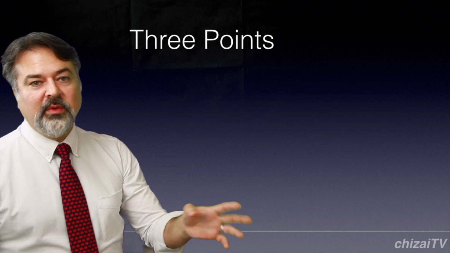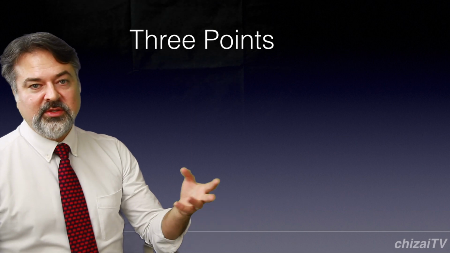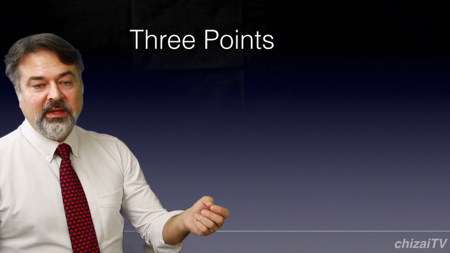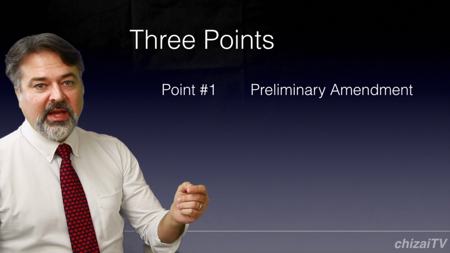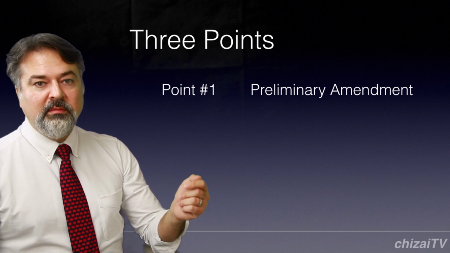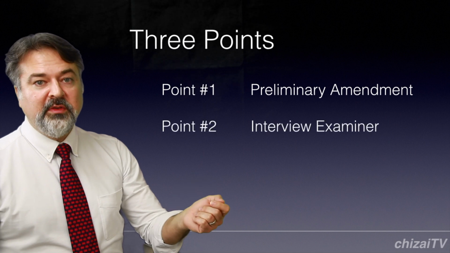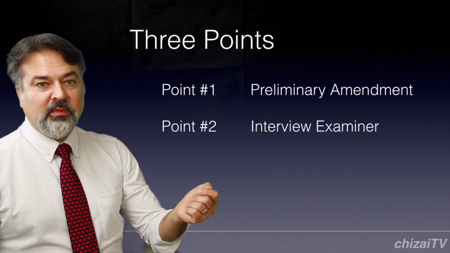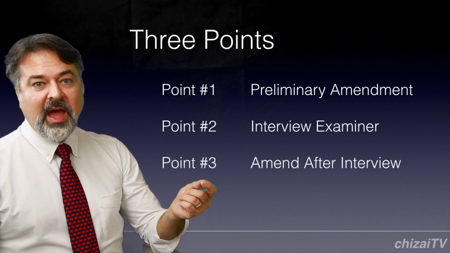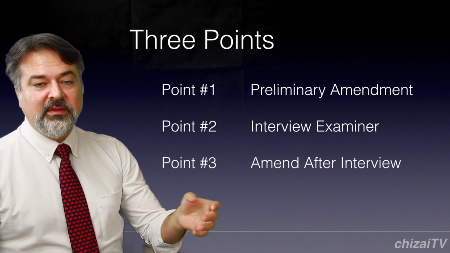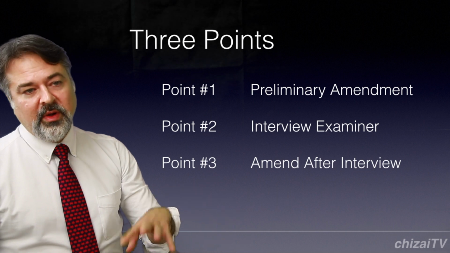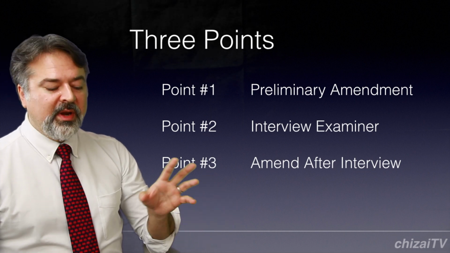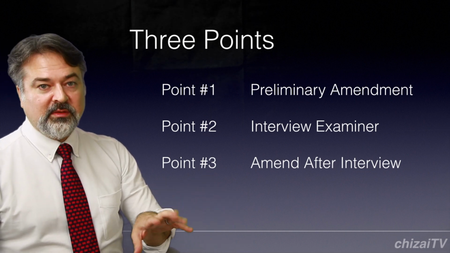There are three main points I'm going to discuss today about this general strategy. Point one is a preliminary amendment. This is an amendment before the first office action. Point two, interview the examiner. And point three, amend after the interview. These are the three general points for today. There are many other ways to avoid RCEs or to cut costs, but I'm going to focus just on these three points for today.